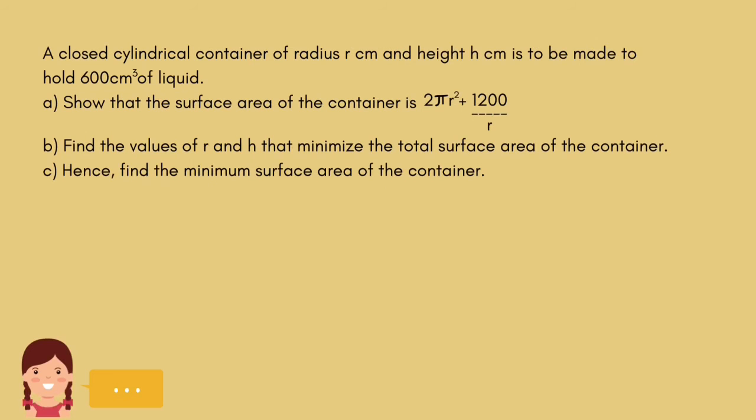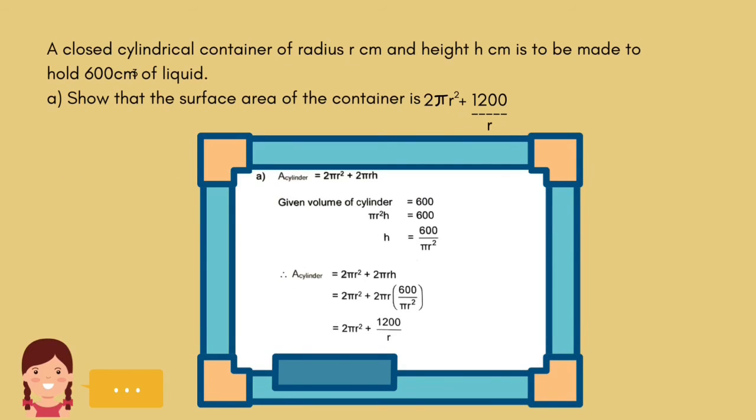For 3.4 applied minimum and maximum problems, the question is from example 9. A closed cylindrical container of radius r cm and height h cm is to be made to hold 600 cm cubed of liquid. For question A, show that the surface area of the container is 2 pi r squared plus 1200 over r.